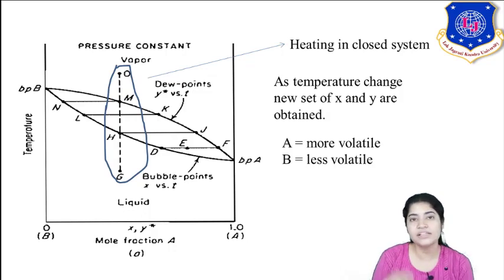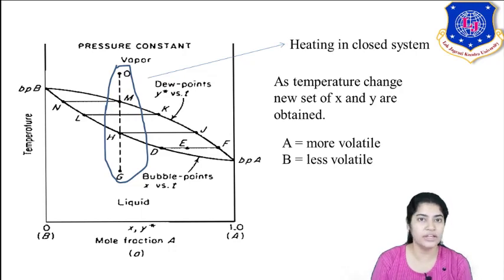Now as I am increasing the temperature of the system, from H to M, you can see, what does that dotted line show you? It shows a two-phase condition. Here liquid and vapor phase are present. Up till H point it was only liquid.